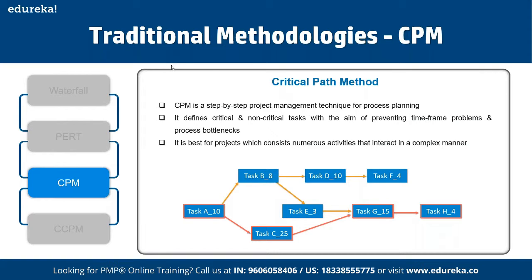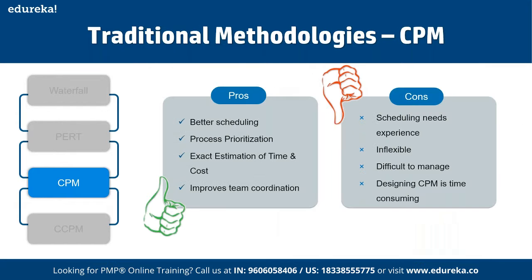If you talk about the pros and cons of this particular model, since we have multiple dependencies and a complete tree structure is followed, it provides better scheduling of different processes. And here we can prioritize which process should be completed first and which one should be at the second, third, or fourth level. And here we can have an exact estimation of time and cost.